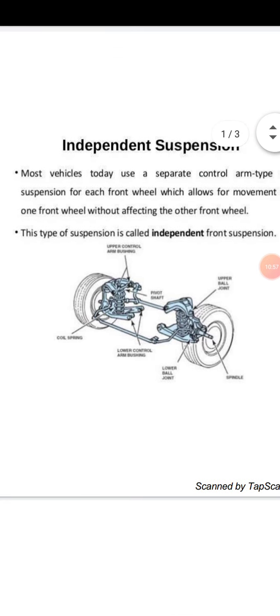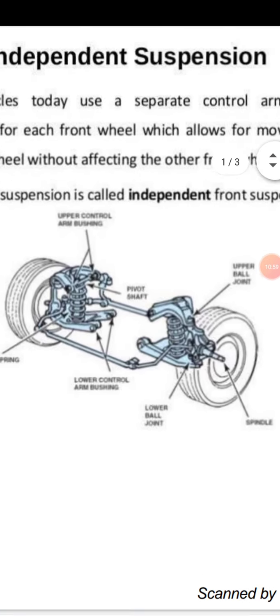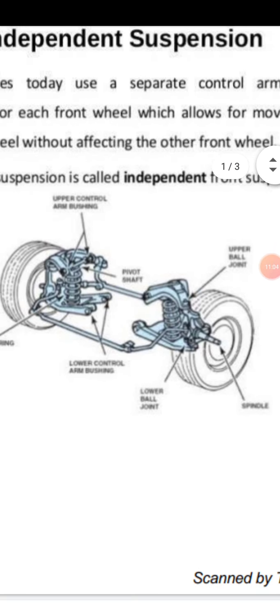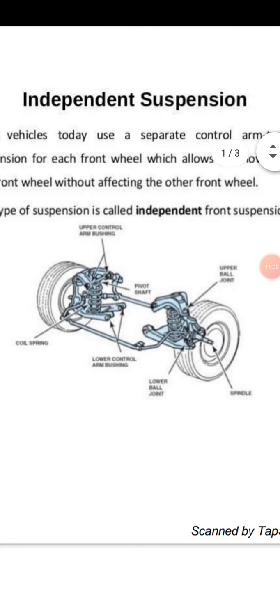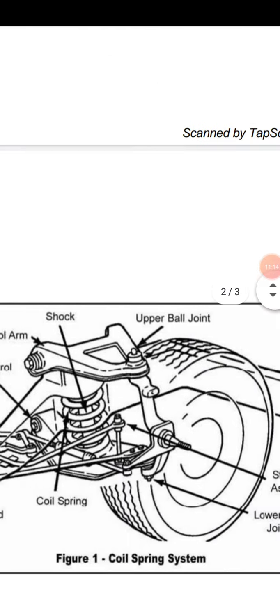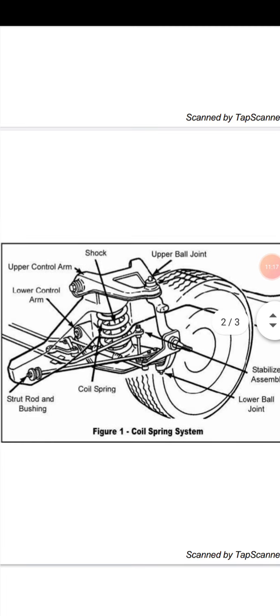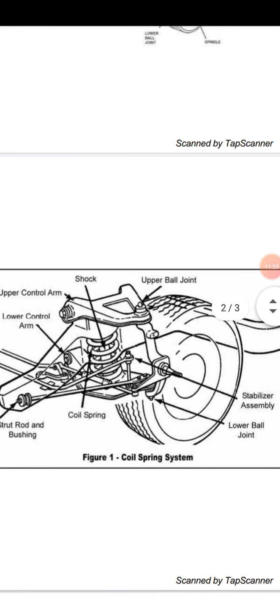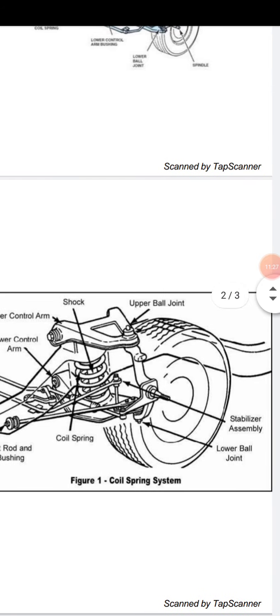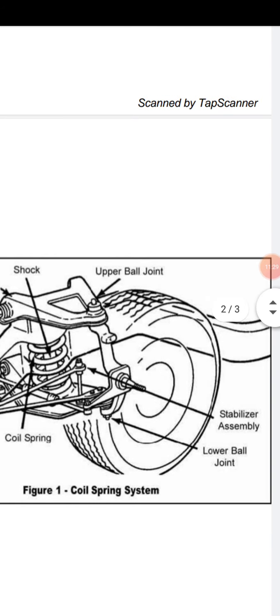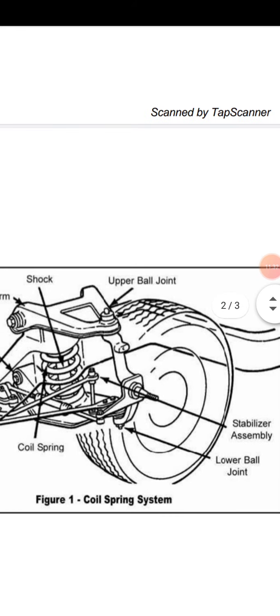So this is the coil spring suspension of the front wheel vehicles, in the front system. These are the drawings. And you can see here, this is the stabilizer assembly.